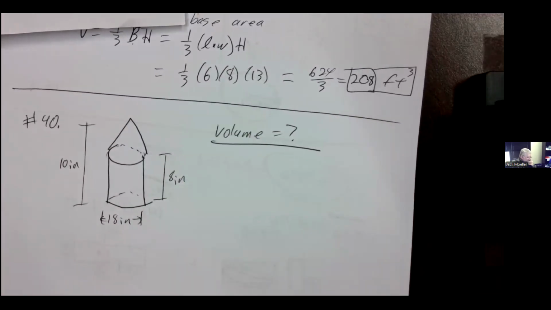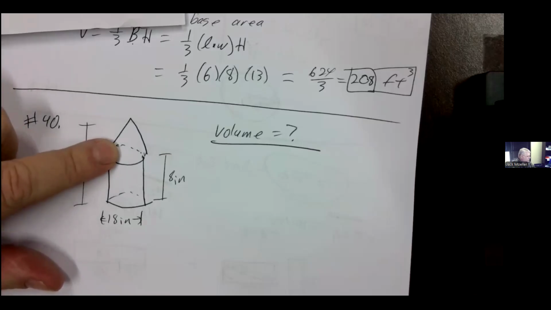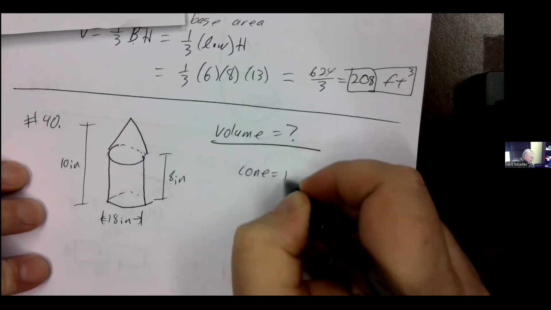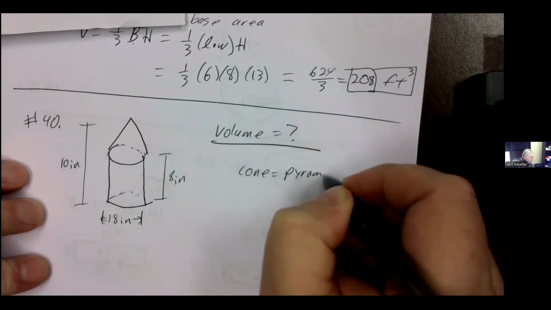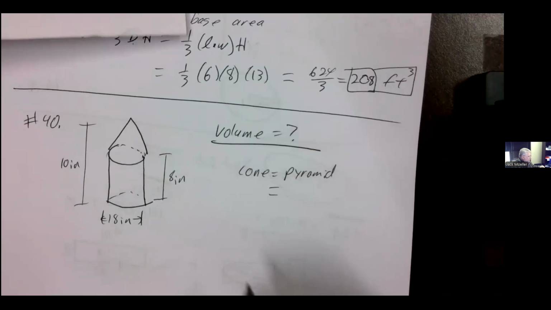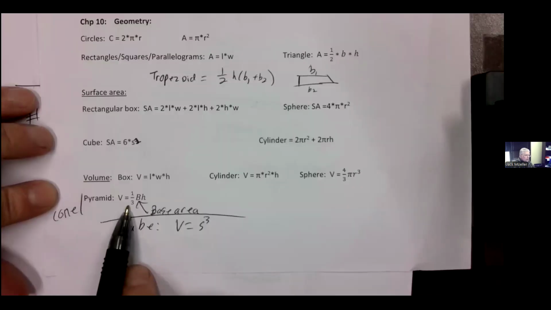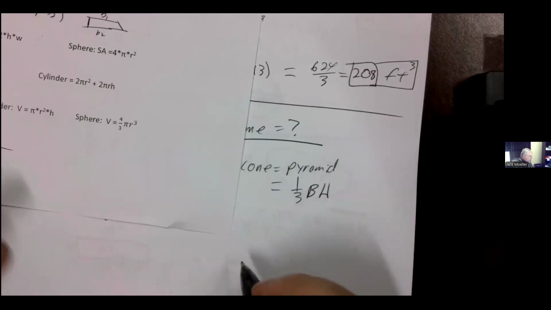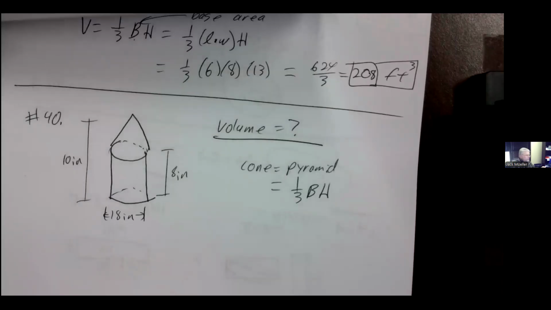All right, so first thing is you have to recognize that that cone is a pyramid in terms of volume. So what is the formula for the volume of a pyramid? For a cone, it's 1/3 base area times height, 1/3 capital B times H. And then we have a cylinder that this is sitting on.